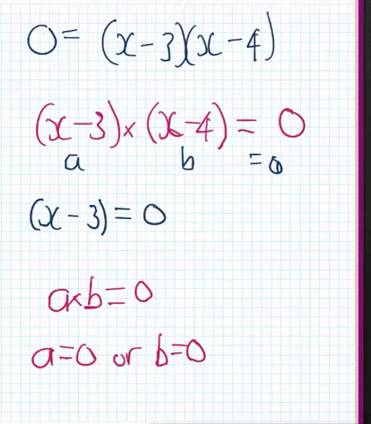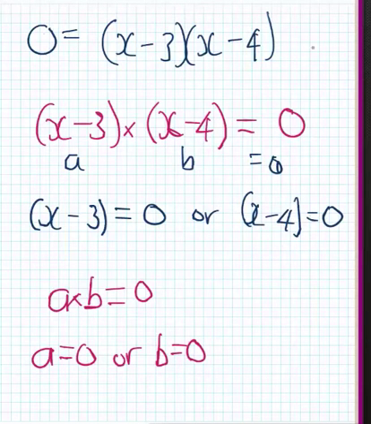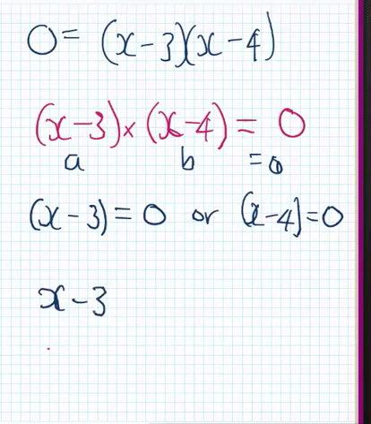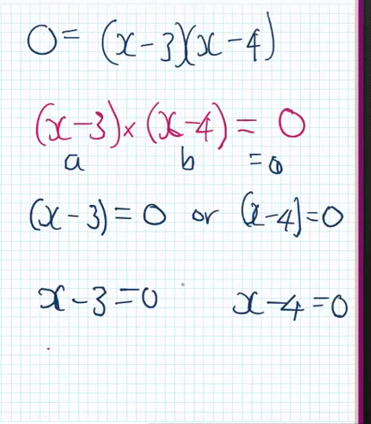But also, just like down there, we can have x minus 4 to equal 0. They both get a turn to equal 0. And you can see what's happened. Now, the brackets don't have to be there anymore because they're no longer together. We're solving each one separately. And now we have x minus 3 equals 0 and x minus 4 equals 0. These will be our two different solutions.